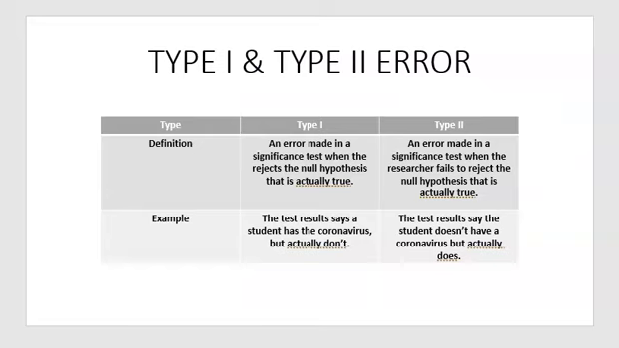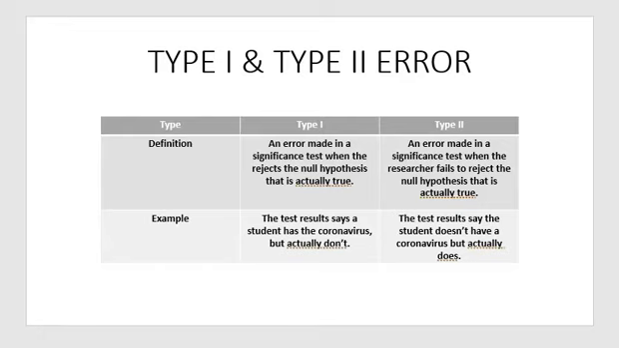For example, the test results could say a student has the coronavirus when they actually don't, which would be a false positive conclusion, a type 1 error. This would mean the results appear statistically significant when they actually occurred due to chance or some unrelated factor.